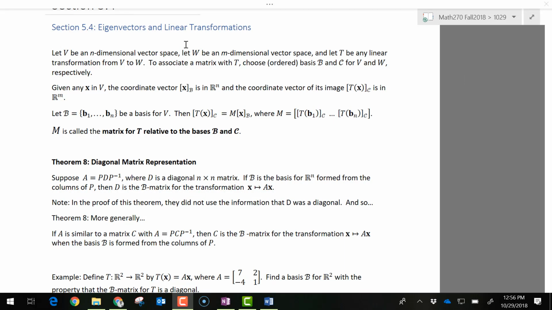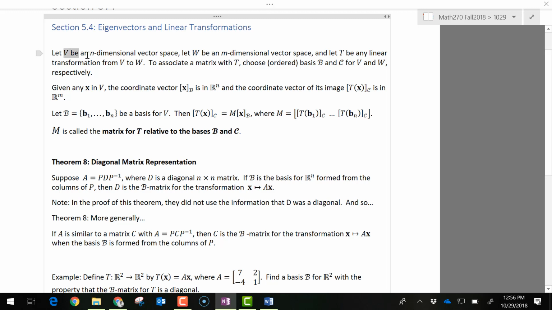For 5.4, they're looking at linear transformations, and what they're saying here is that remember back when we did linear transformations and then we found a matrix for the linear transformation? That matrix that we found is technically a matrix that goes with a standard basis.